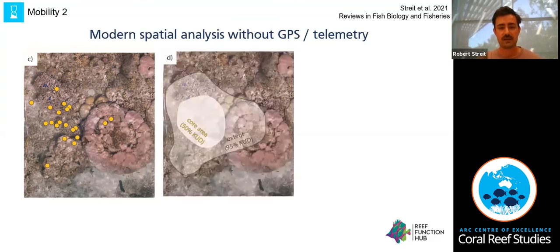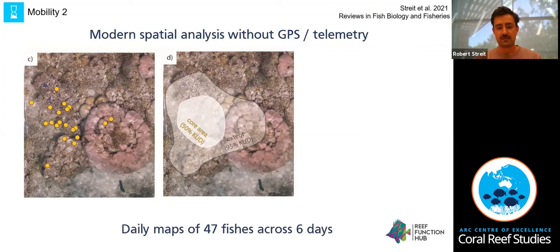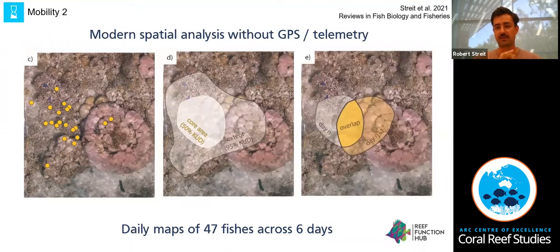So what we did is calculate kernel utilization distributions, or essentially hotspot analysis, of these usage areas. And we did that every day for 47 fishes across 6 days. So there was a lot of diving and a lot of dot drawing. But what we also looked at was in between days variability, because that would get to that erratic behavior that I mentioned earlier, that fishes might behave differently in low coral cover. So with that analysis, we wanted to see if fishes behave differently in high or low quality habitat.